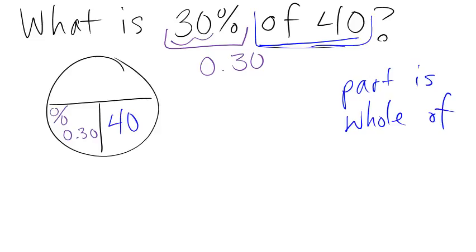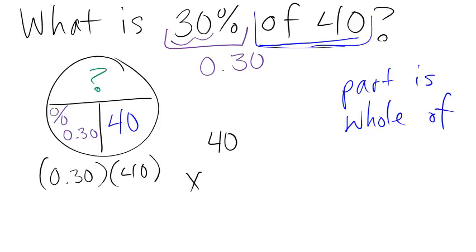In math, when numbers are next to each other, so I have 0.30 next to 40, and there's nothing in between them, that means multiply. So what I need to do to find this missing part is to multiply. I'm going to take 40 and multiply it with 0.3, which is the same as 0.30. We can just take off that ending 0.